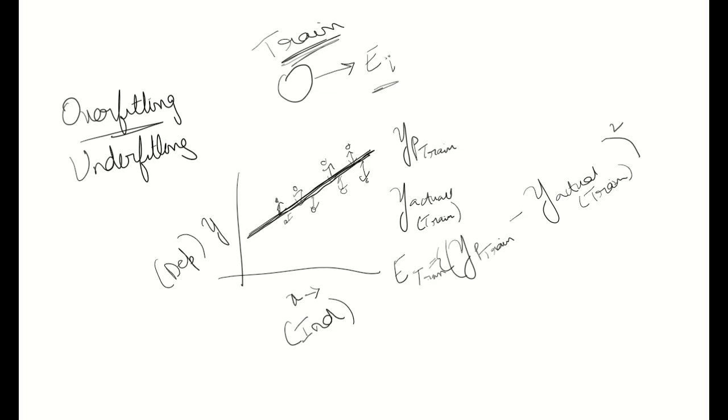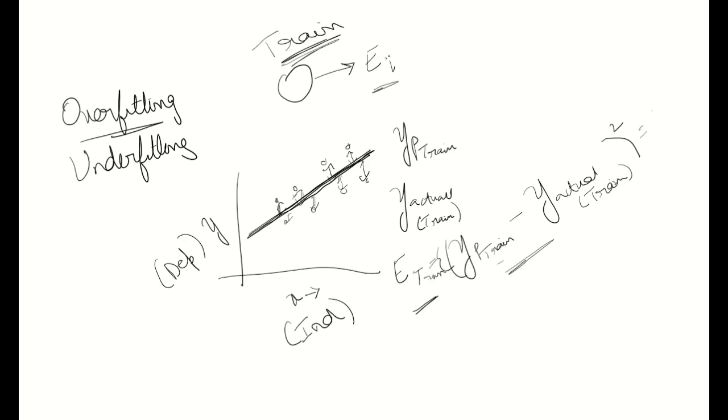and we put a square on this because if the values are above the line, we might get negative values in these differences, and that might negate the positive differences that we are getting. So the sum of squares is the actual equation that we are going to use to calculate the error.